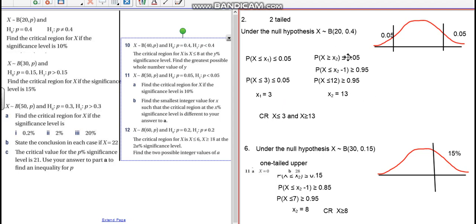Remember, the upper ones are slightly harder, so you do greater than or equal to, and remember we look at the other side of that, which means we're looking at less than or equal to the number before, which has to be bigger than 0.95. That should come out as 12, if you use your list value on your calculator, which means the number we need on the other side of the line is 13, so the other part of the critical region is that x is greater than or equal to 13.